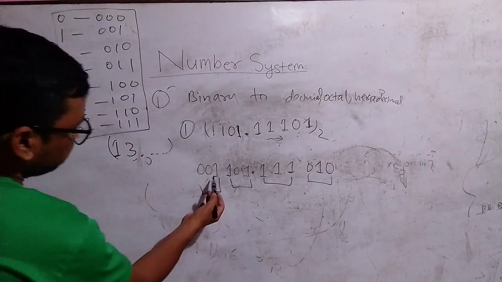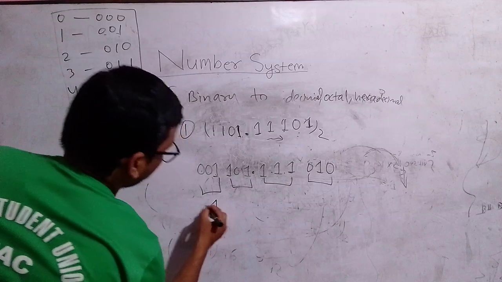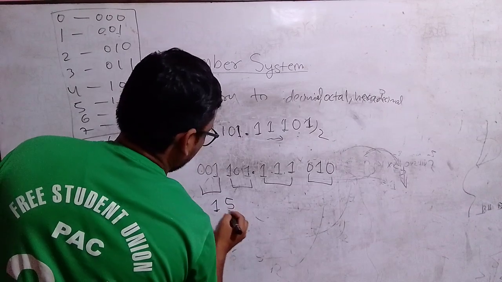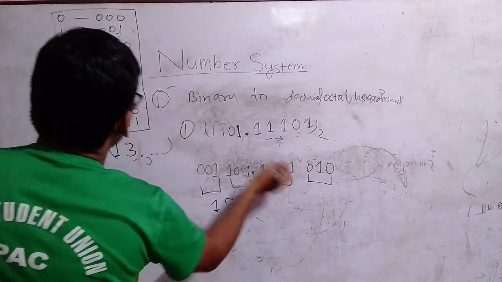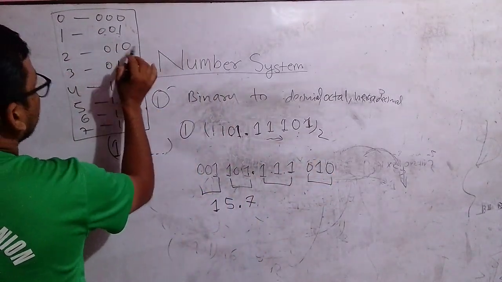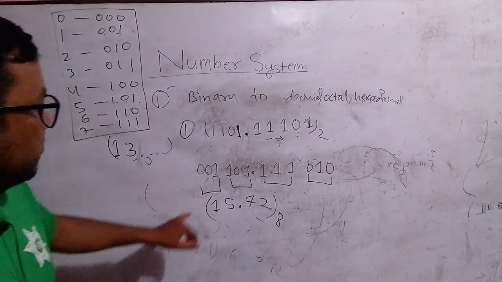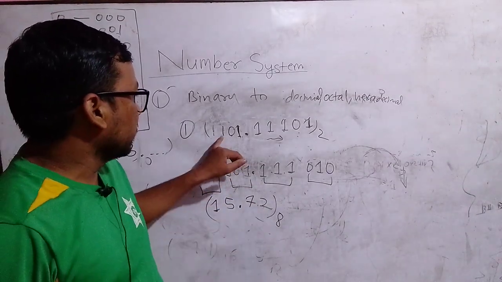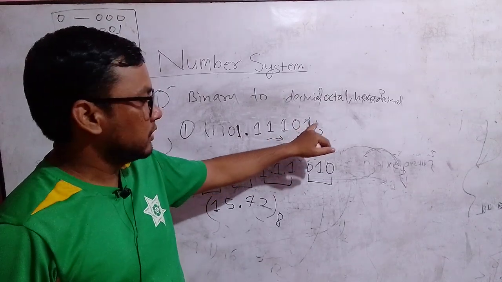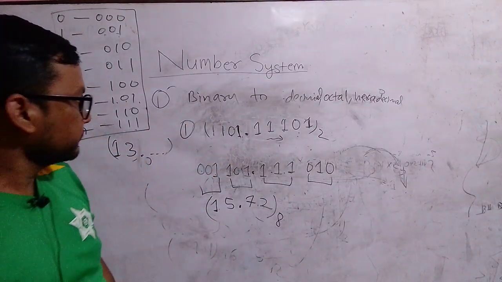Now look here. 001. What is 001? Its equivalent is 1. That means 1. 101 is equivalent to 5. Dot. 111 means 7. 010 means 2. That means this is the octal equivalent: 15.72 is the octal equivalent of 1101.111011. This is the octal equivalent of this binary number.